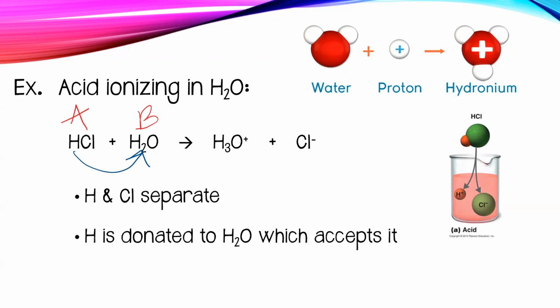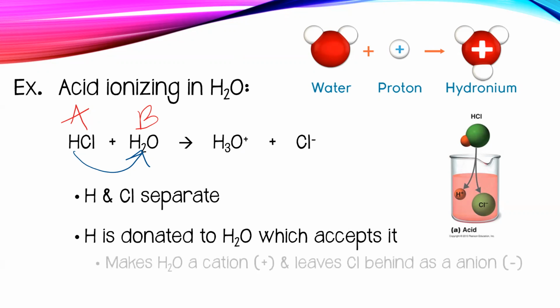So this just kind of explains it. The H and the Cl in the acid separate. The H is donated to the H2O, which accepts it. So the water accepts a proton, if you will, as far as H goes, and it becomes positively charged. H2O becomes the cation, and it leaves behind chlorine, which becomes the anion. We know the positive and negative charges.